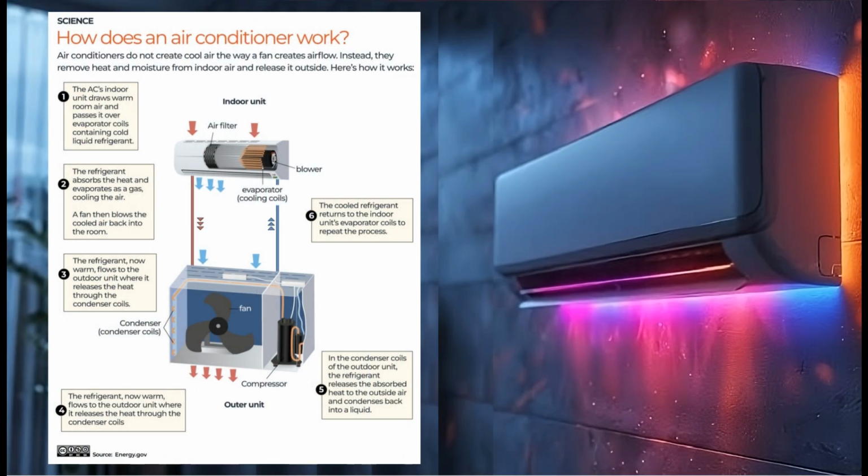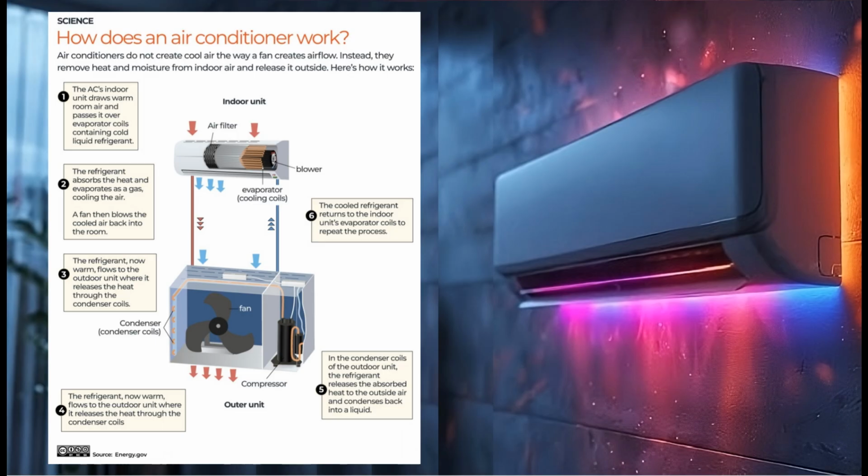Air conditioners cool indoor spaces by moving heat from inside your home to the outside using a chemical fluid called a refrigerant. The process starts when the indoor unit draws in warm air from the room and passes it over evaporator coils filled with cold, low-pressure liquid refrigerant. As the air moves across the coils, the refrigerant absorbs the heat and evaporates into a gas, cooling the air in the process. A fan then blows the cooled air back into the room.